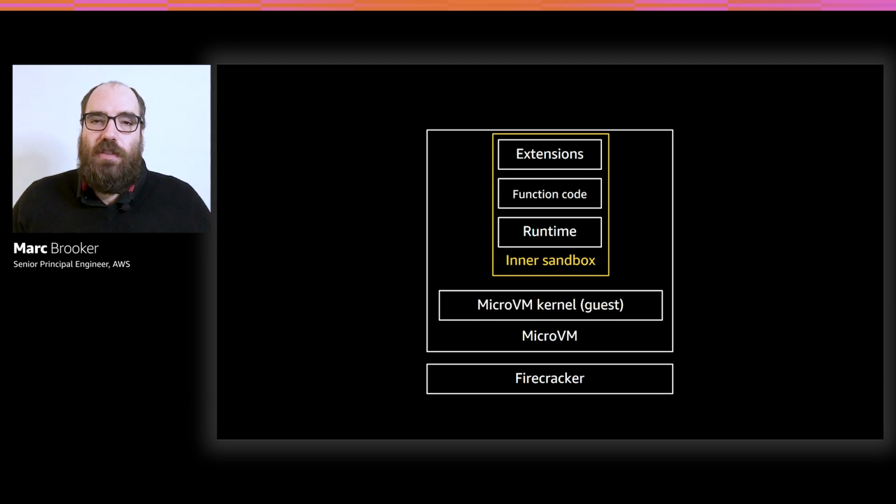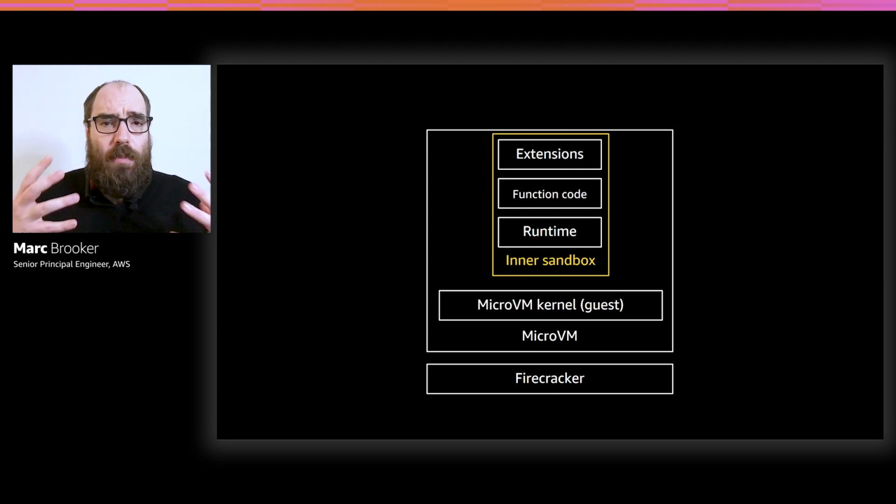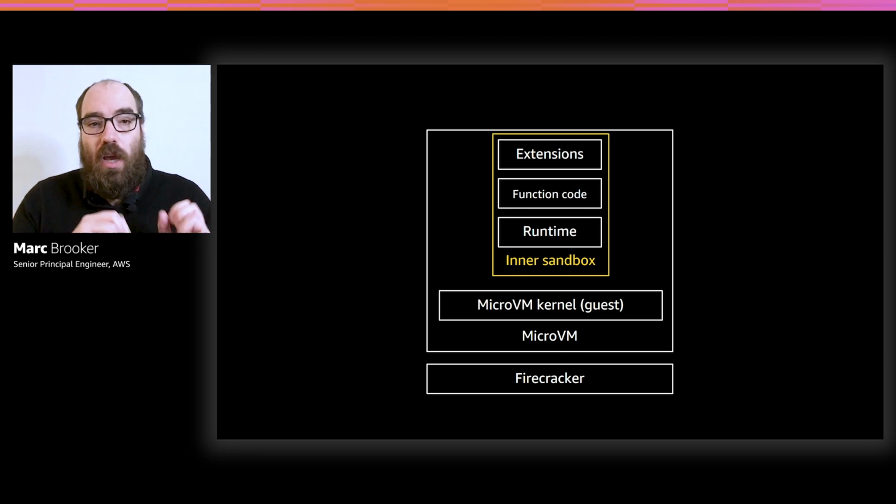And so the first layer of security I want to talk about is an inner sandbox. So inside the micro VM, we take the function code, the runtimes, the extensions, and other similar things, and run those inside what we call the inner sandbox. This inner sandbox does two things. One of them is it provides us a convenient place to hook in operational metrics and some of the metrics that you see out of your function in CloudWatch.